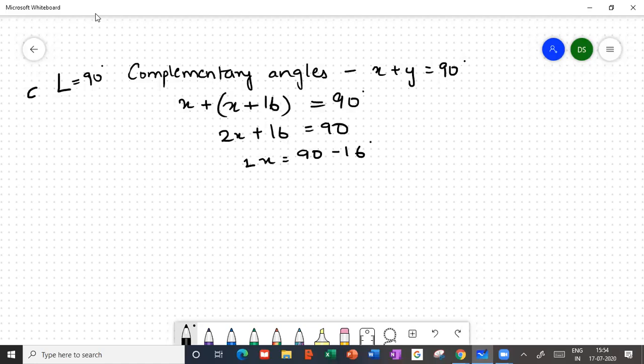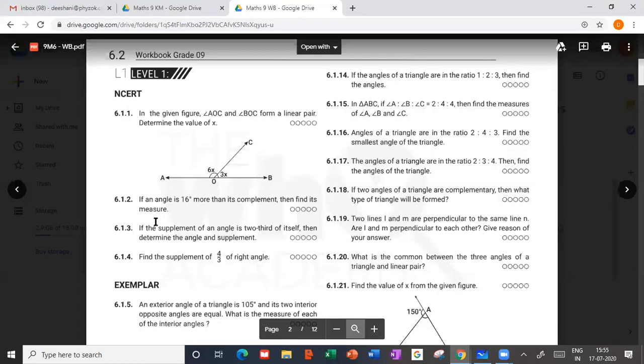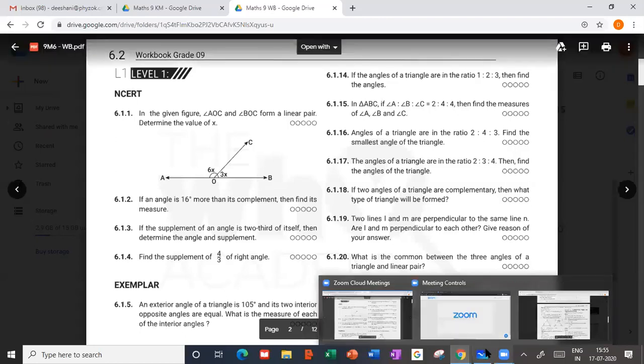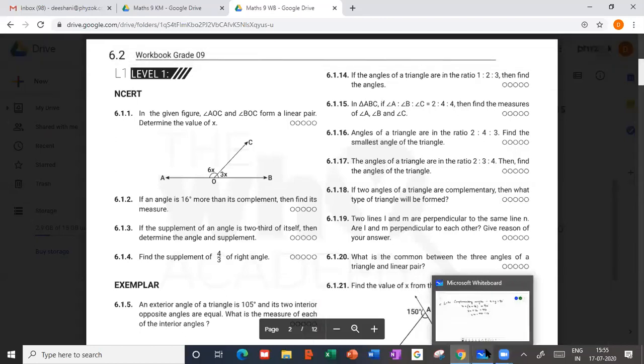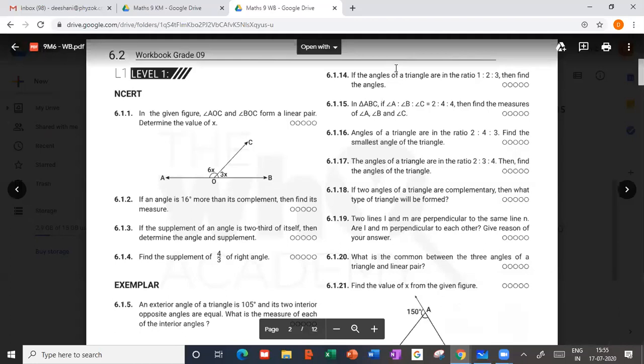Solve it. We have to give the value of x and y. Sorry? Do we have to give the value of x and the other, like x plus 16? No. So what does the question say? It just says find the angle, right? Find its measure. So you just need to find the angle which is 16 degree more than its complement. So which means you will need to add. You're getting x as 37, right? Your voice is breaking. Sorry, this is 36. Is it better now? Yes, ma'am. Okay. So you need to find x and then do x plus 16. That will be your answer.